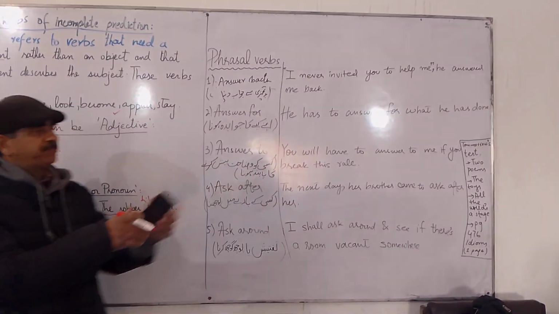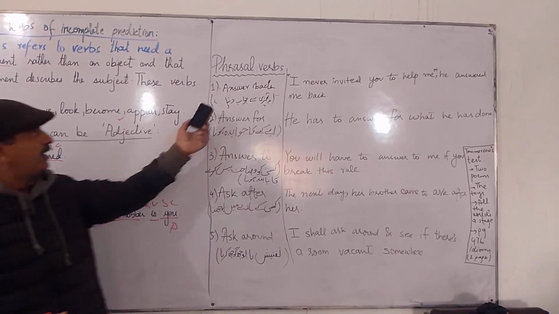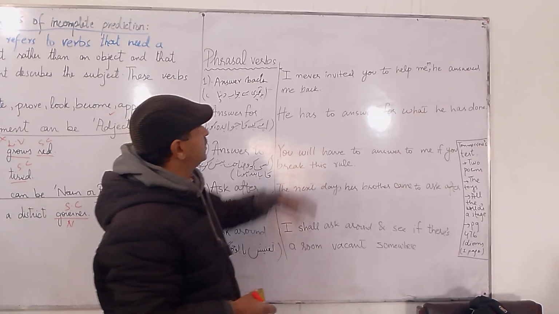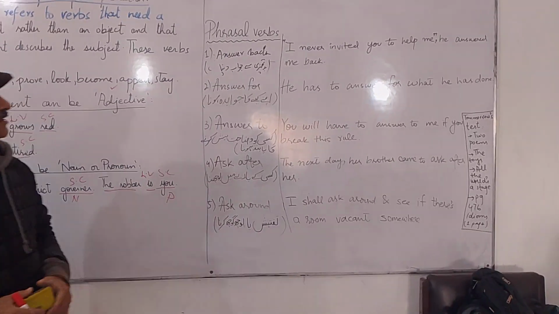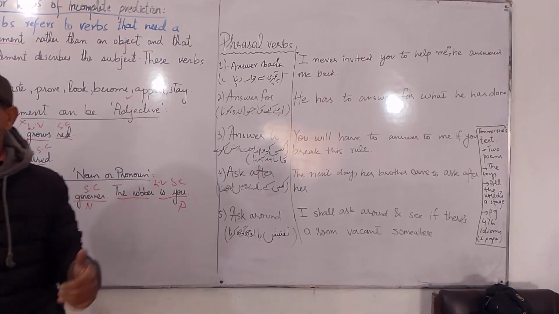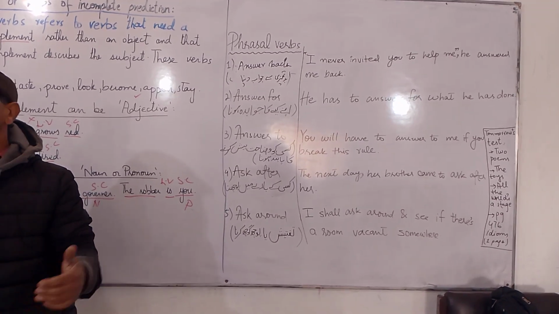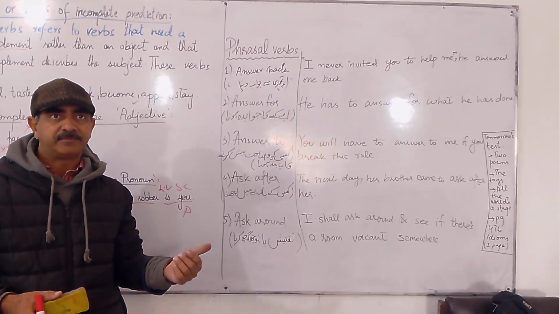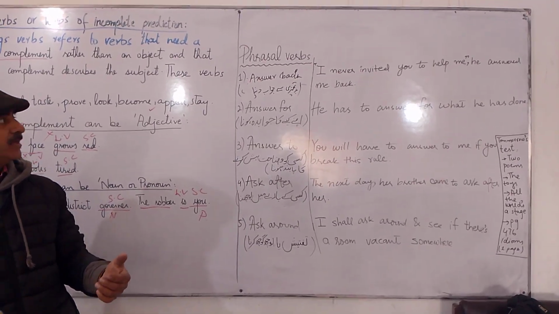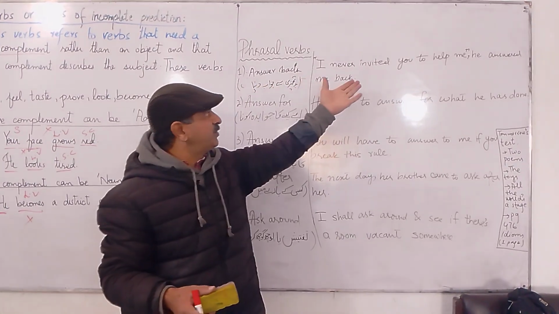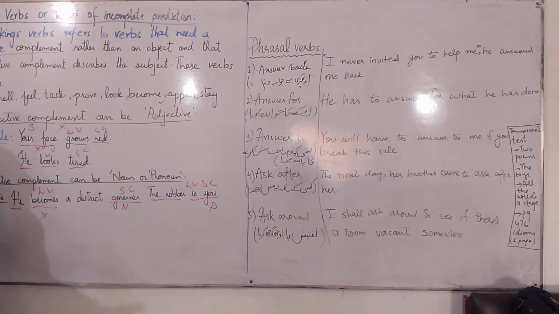Next one, verbs. Answer back. He never invited you to help me. He answered me back. Answered somebody rudely. Clear? Answer somebody in a rude manner. Clear? Or in a bad manner. Clear? He answered me back. Any other sentence?